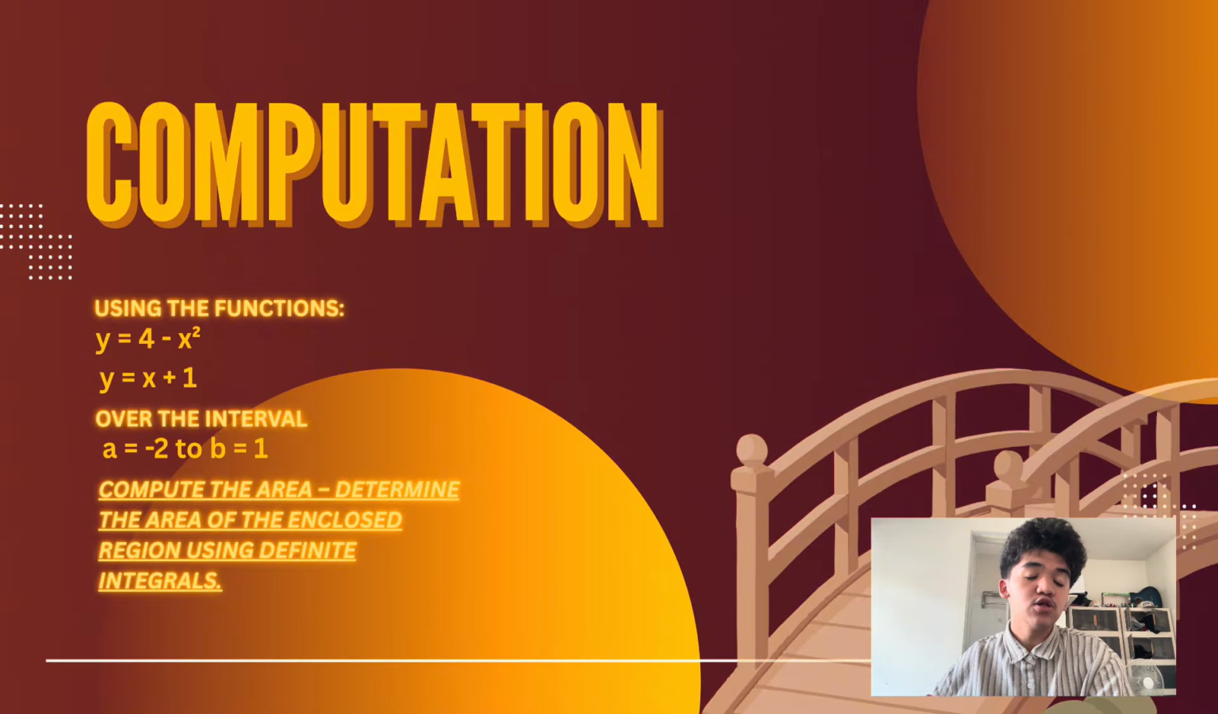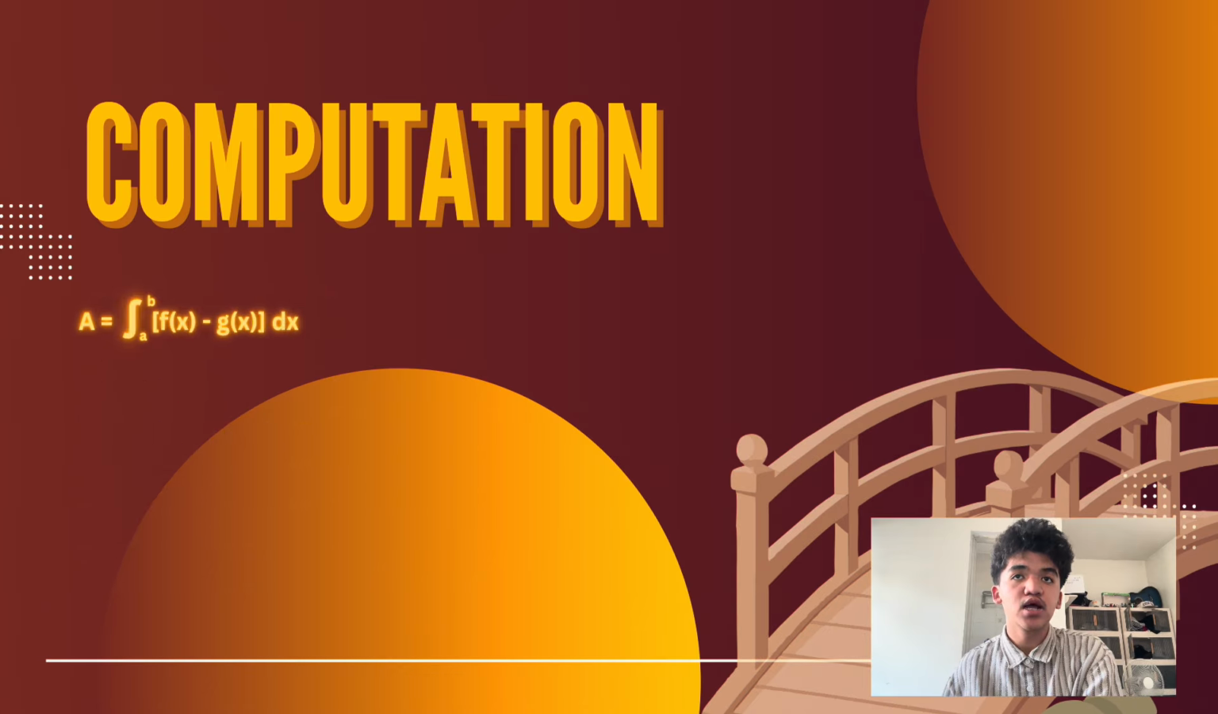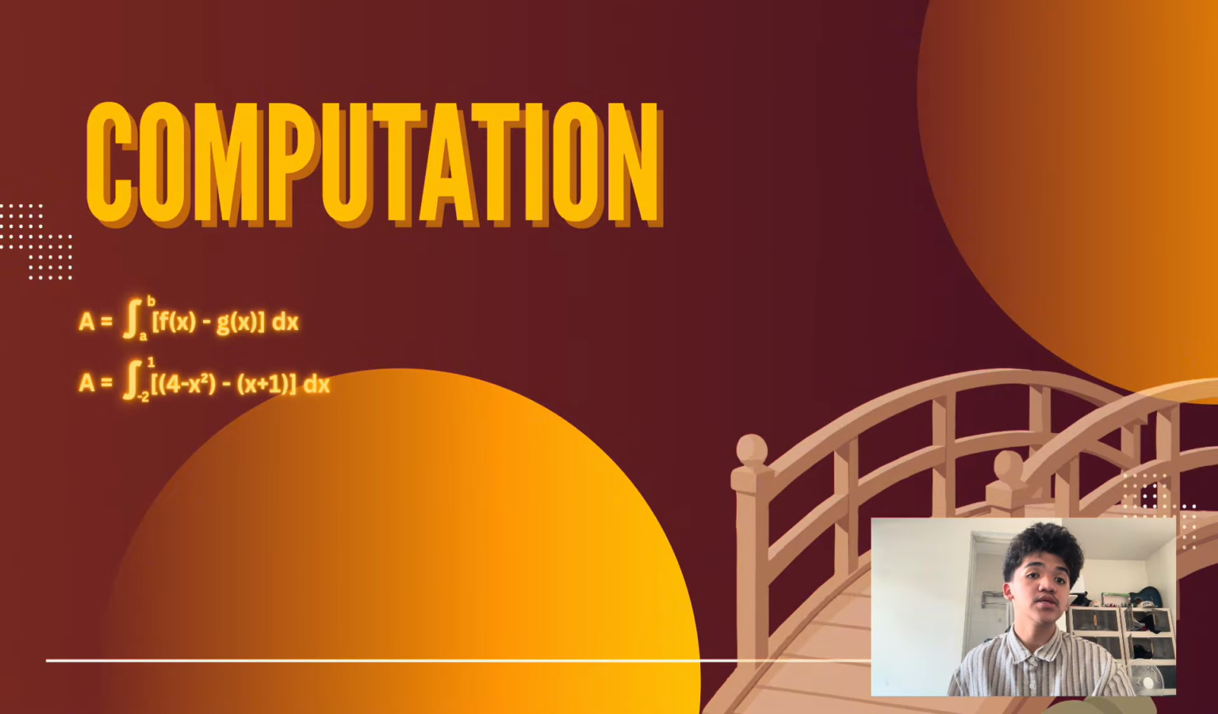In order to solve this problem, we will use the formula: area equals the integral from a to b of f of x minus g of x dx. Basically, a and b here are the x and y axis. So a is the x-axis and b is the y-axis, for a simple understanding. And let's remember that g of x is always less than or equal to f of x. So 4 minus x squared has a higher degree than x plus 1. We will put the 4 minus x squared in f of x, and x plus 1 will be substituted by the g of x.